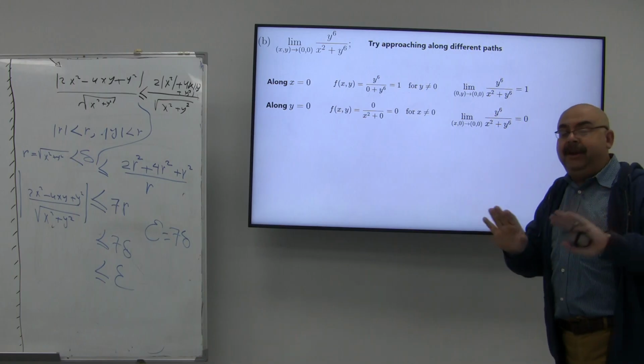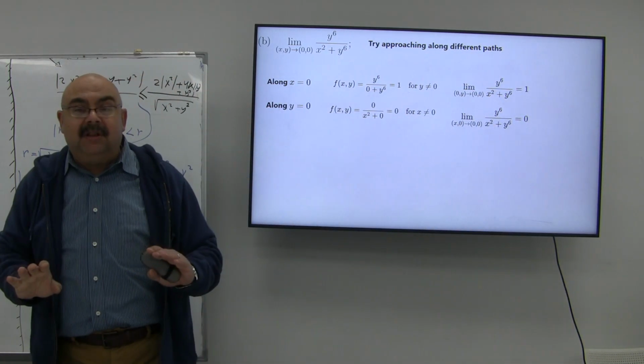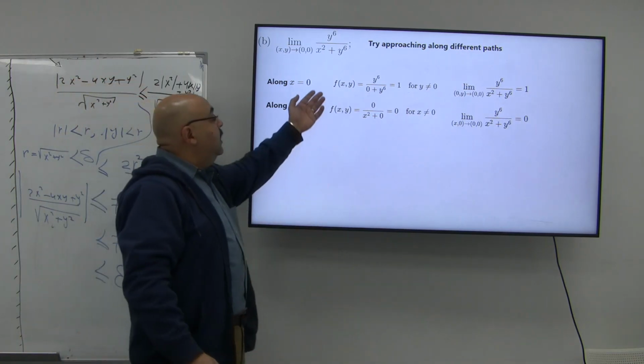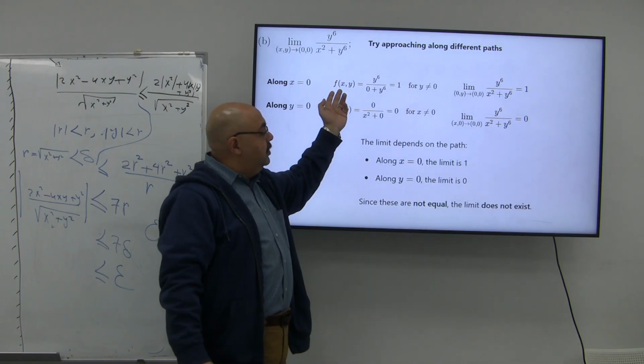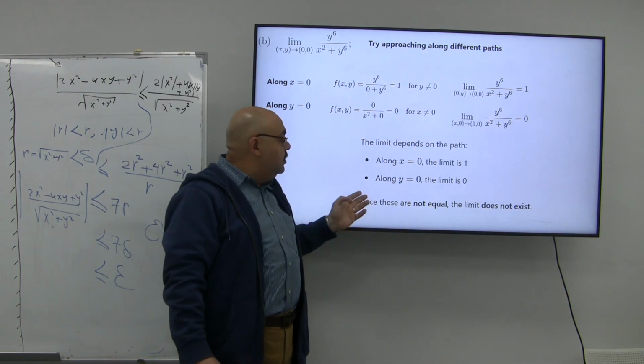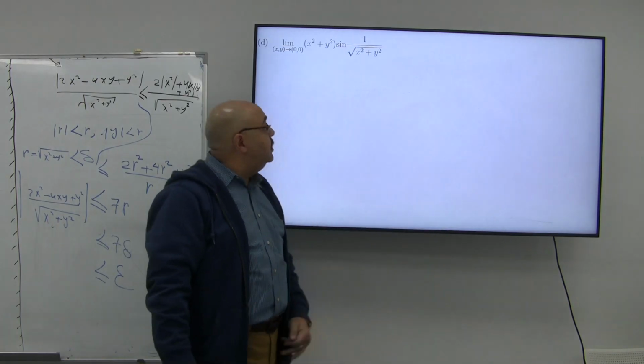So from the beginning, you don't need to go Cauchy or discuss the existence of this limit. Simply, the limit doesn't exist, because it has different values through different paths. So the value of the limit depends on the path. These are not equal, so the limit doesn't exist.